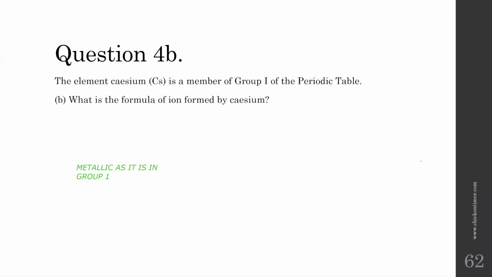So part B, what is the formula of the ion formed by cesium? I think I gave you the answer. Cesium, yes. Write the chemical formula of cesium sulfate. So now you have to recall the formula for the sulfate ion.